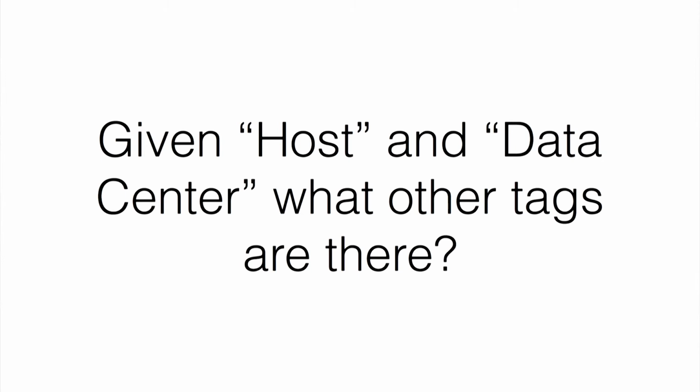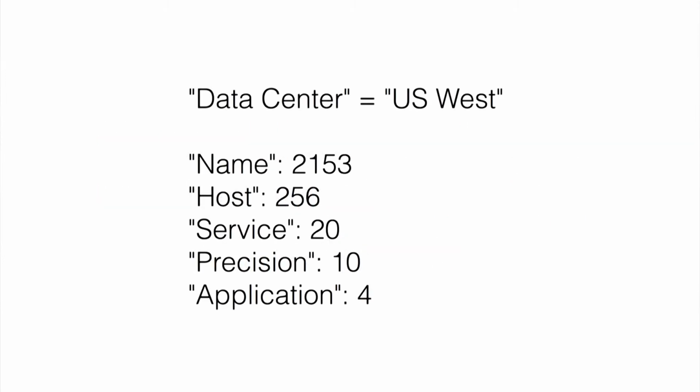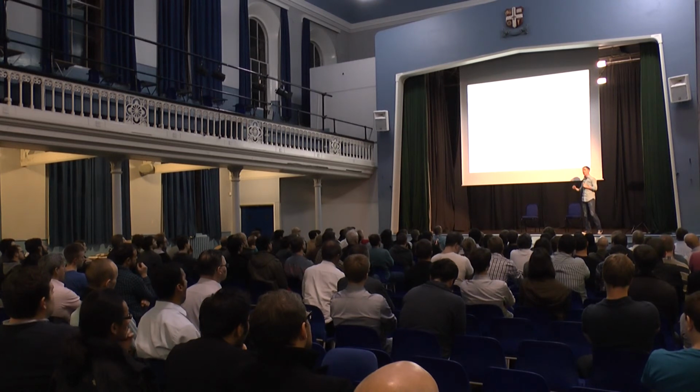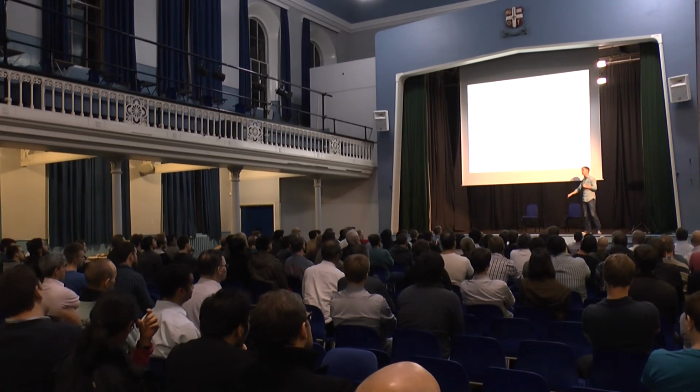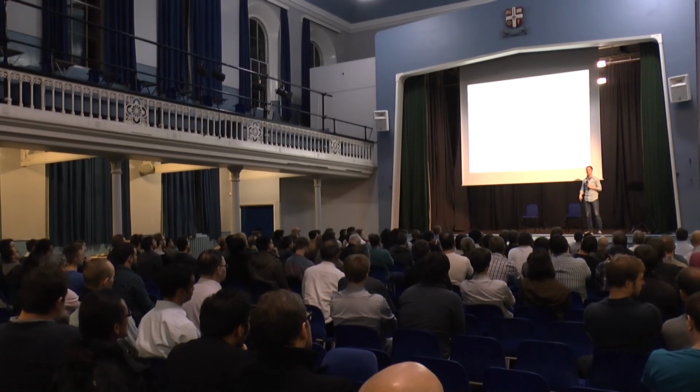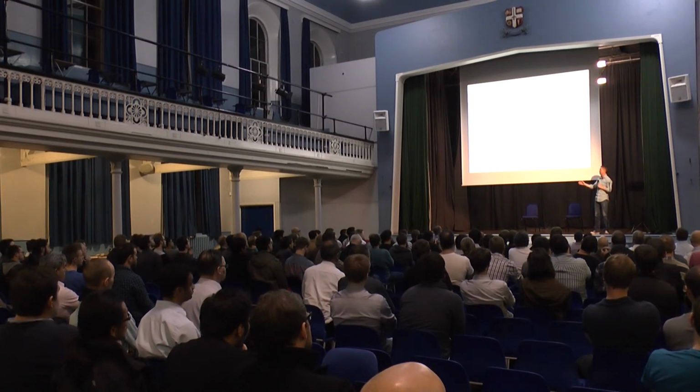And then this is the faceted search look, right? Say we have data center equals US West, then we see these other potential tag values and say, okay, we have 2,153 series that have a name, 256 hosts, 20 services, 10 different levels of precision, and say 4 applications. So what you can do if you're drilling down is say, oh, well, I know what the next thing I want is. I'll select application because that's going to eliminate a lot of potential time series out of this, right? The things with the lowest cardinality are the ones that have the potential to split the search space up as much as possible.